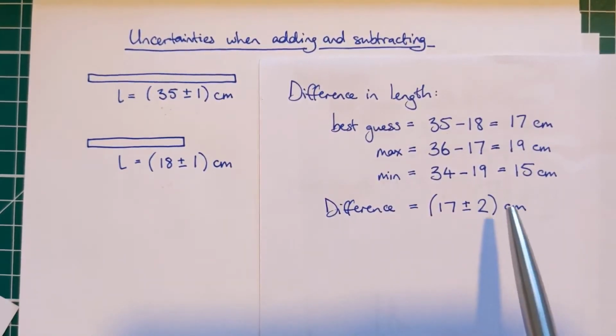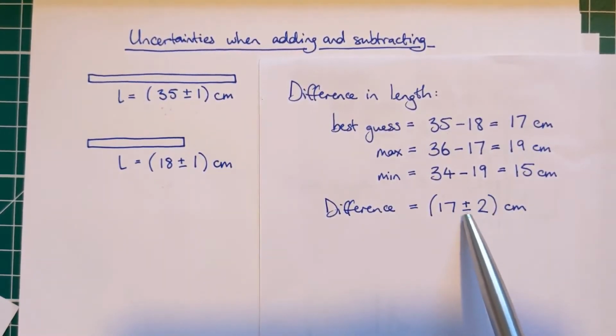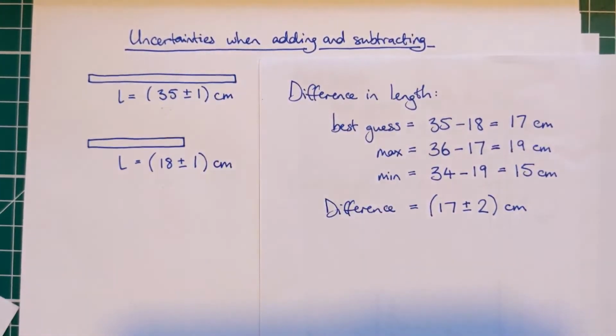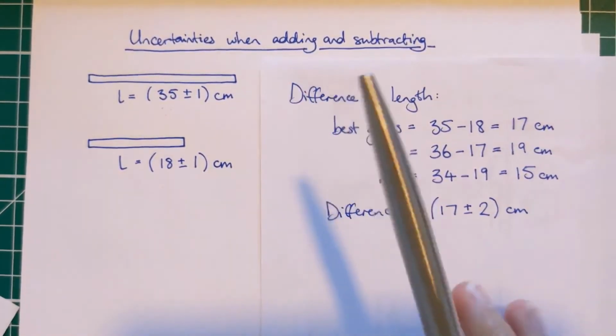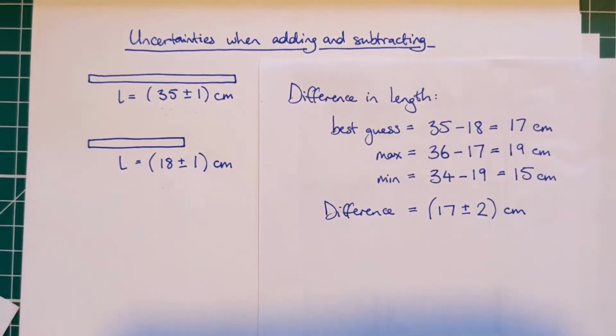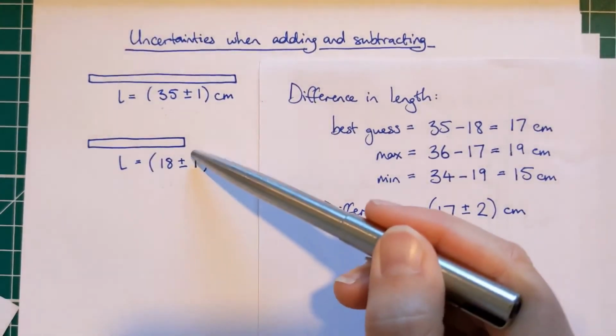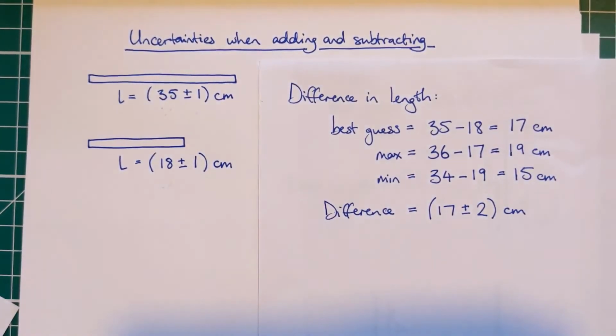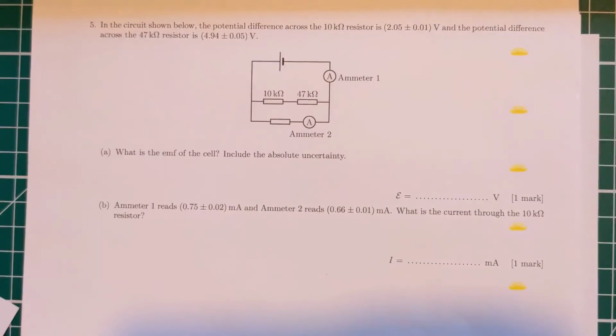So notice that again, the absolute uncertainty is just these two added together. So this is a really nice easy rule. If you are adding or subtracting, so total length or difference in length, the absolute uncertainty of your answer is just the absolute uncertainties of your quantities added together. So have a go at that with this question.